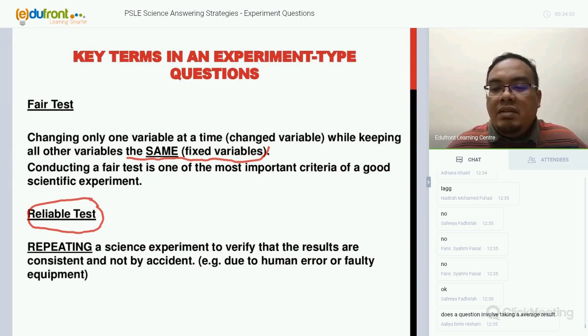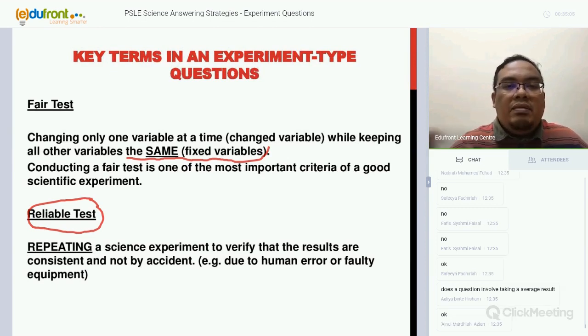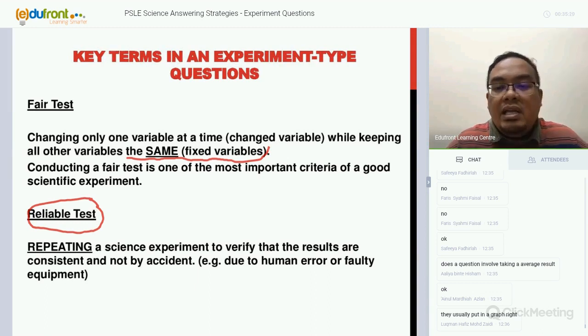Alia asked, does the question involve taking an average result? It depends, right? They may ask you in the MCQ question. I'm just getting you to think. Because some students, when I ask in the open-ended question how to make the results reliable, you say repeat the experiment and take the average reading. It may not be 100% accurate. You may not just take the average reading. It could be other things also. So you need to analyze the situation.